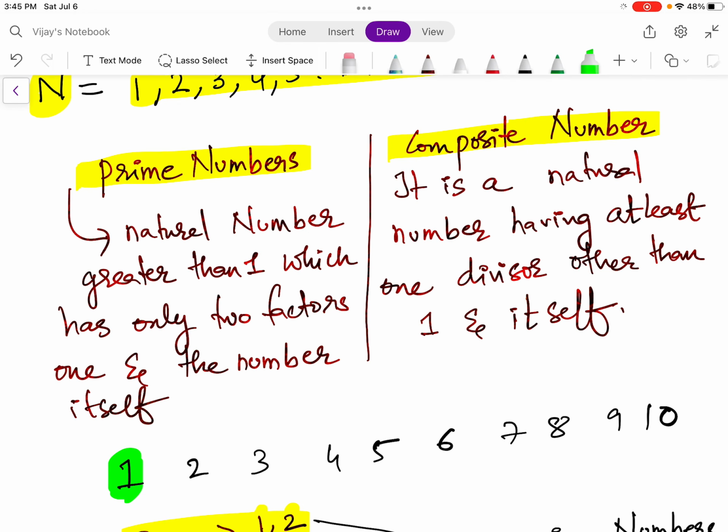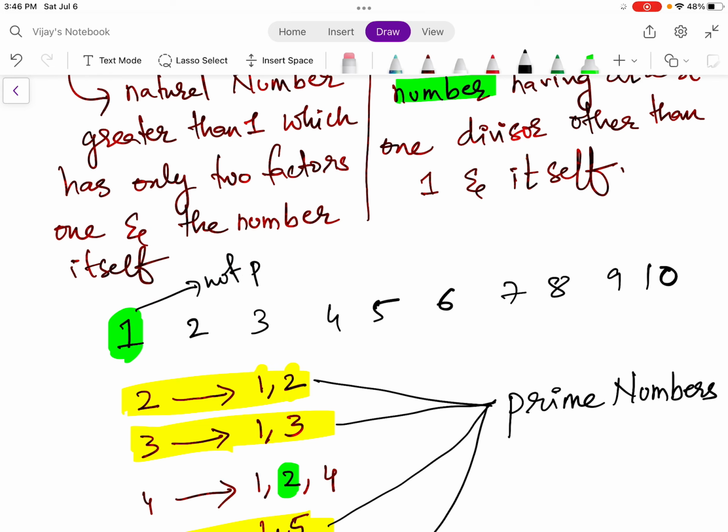Such numbers are called composite numbers. So what are composite numbers? A composite number is a natural number having at least one divisor other than 1 and itself. In the first 10 natural numbers, if you look at 1, let me write that also: 1 is not prime nor composite. So 1 is not a prime number nor a composite number.